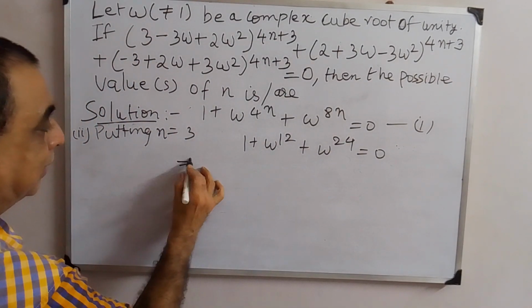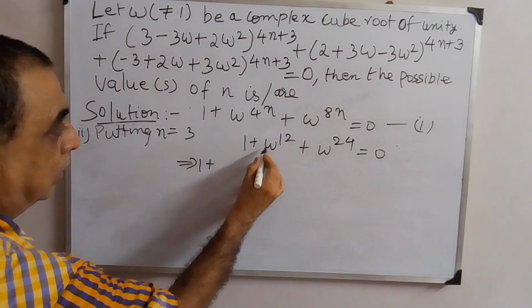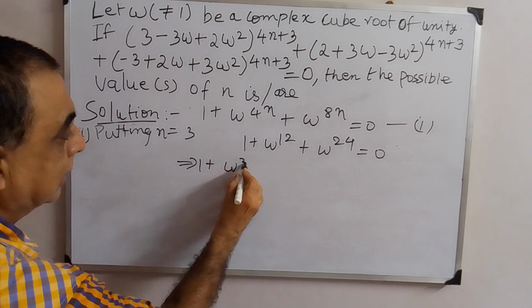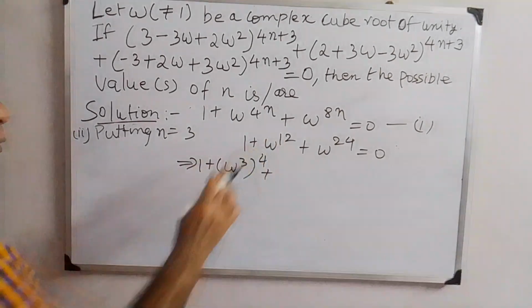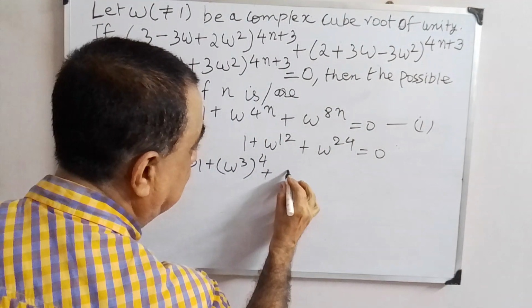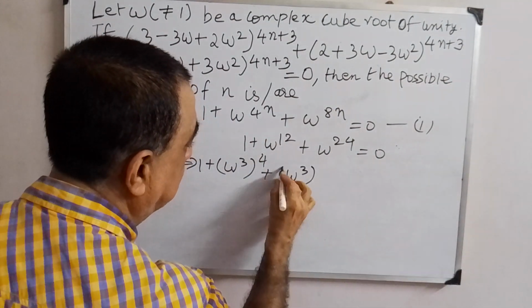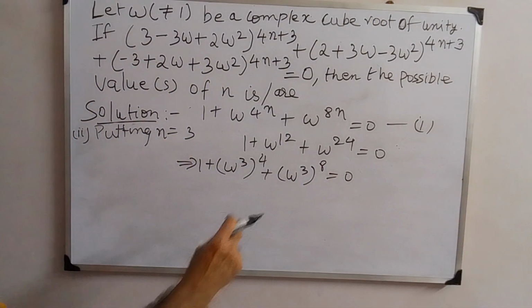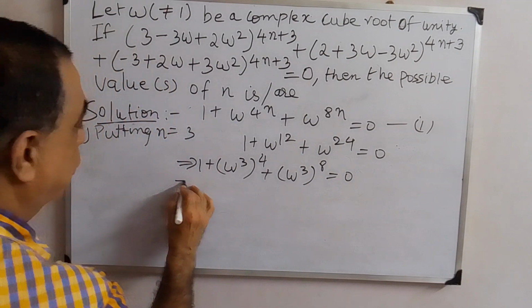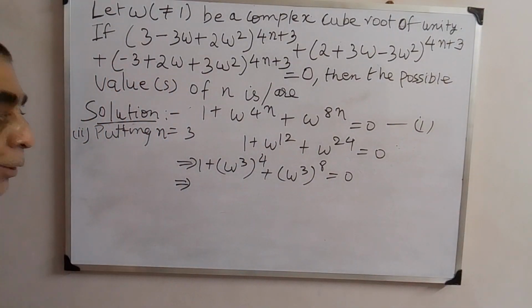So I am writing this as 1 plus omega to the power 12. I can write it as omega to the power 3, whole to the power 4, so 3 into 4 is 12. And omega to the 24, I am writing as omega to the power 3 whole to the power 8, equals 0. Because 3 times 8 is 24, we know that omega cube value is 1.